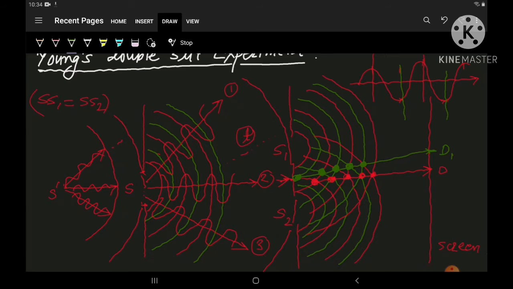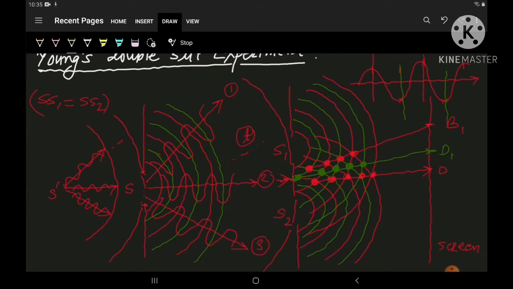Similarly, now let us move away from this line in the upward direction. Then the next point here, this is green of both, red of both, green of both, red of both. In this way, along these points, whatever light moves towards the screen will produce maximum intensity on the screen, and it will give the bright fringe, suppose B1.